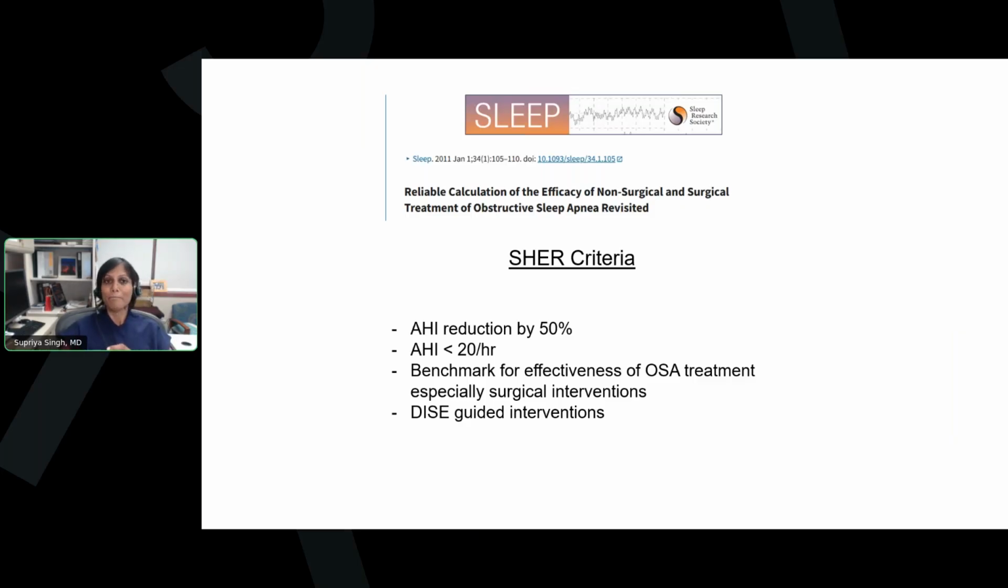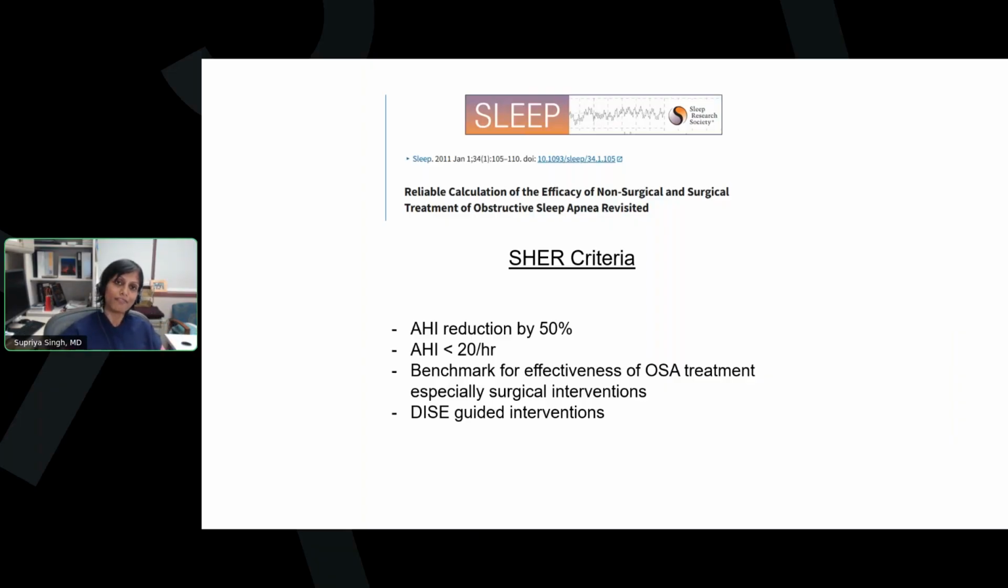When we look at benchmarks for effectiveness of OSA treatment, especially surgical interventions, we look at this criteria: the aim is to reduce the total AHI, which is the apnea-hypopnea index, by 50% of the total events. And then the total AHI should become 20 or fewer events per hour. This is how the DISE came into place.